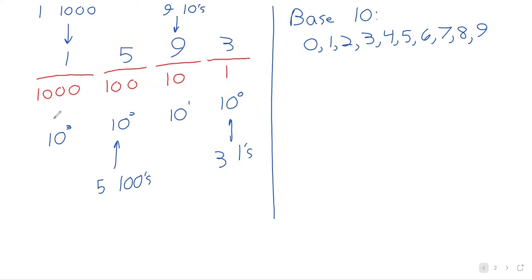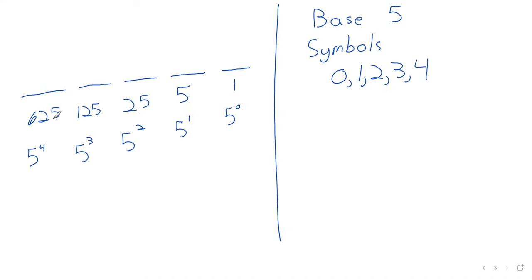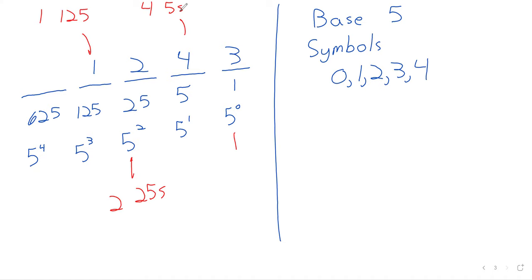So if we write, well, we can't write 1593 because 5 and 9 aren't in our allowable symbols. But if we wrote something like 1, 2, 4, 3, that's allowable. And this is saying we have 1 125. This is saying that we have 2 25s. This is saying that we have 4 5s. And this is saying that we have 3 ones.